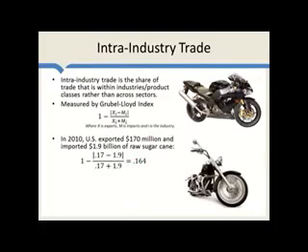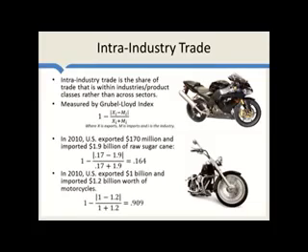On the other hand, what about motorcycles? Well, in 2010, the U.S. exported about $1 billion worth of motorcycles, and we also imported about $1 billion, actually $1.2 billion worth of motorcycles. So if you calculate the Grubel-Lloyd index, what you find is it should be close to 1, and in fact it is. It's 0.909. So that's how you calculate intra-industry trade.